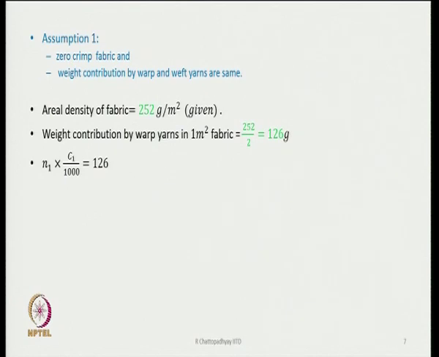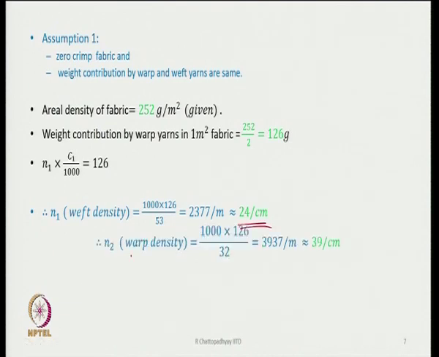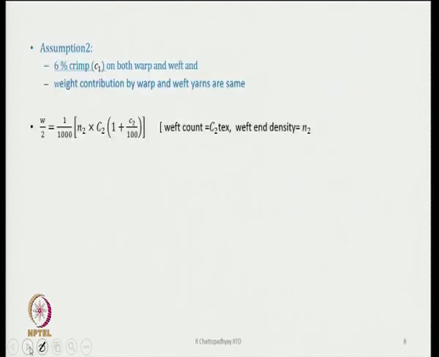The areal density of the fabric is given as 252 gram per meter square. So the weight contribution by warp yarns is going to be 126 gram, and therefore N1 into C1 by 1000 is going to be 126. From there, we can calculate the warp density N1, which gives a figure of 24 per centimeter. And if we go further, we can calculate N2 again, and we get a figure of 39 per centimeter.